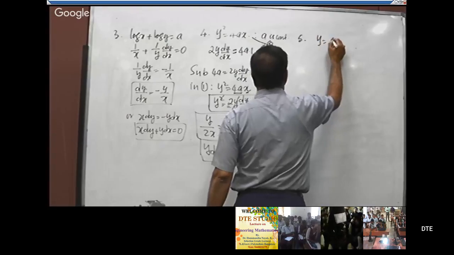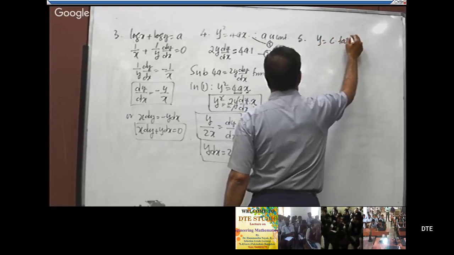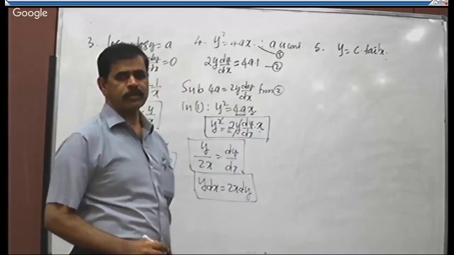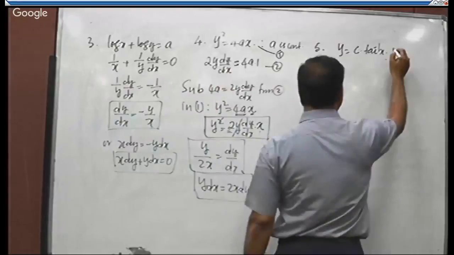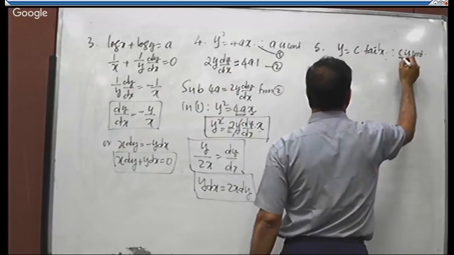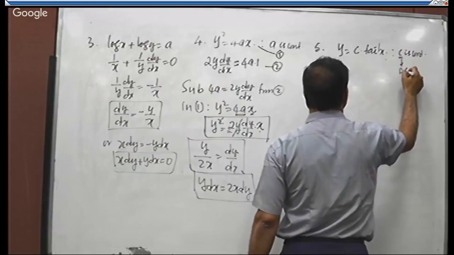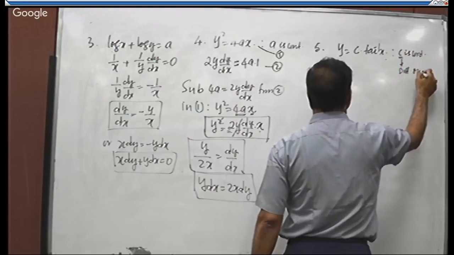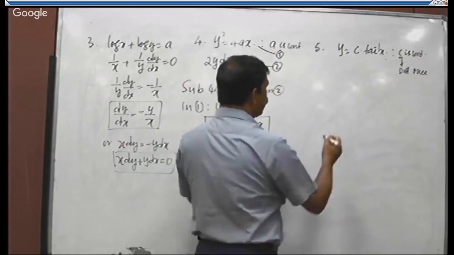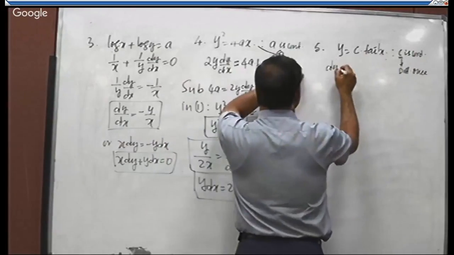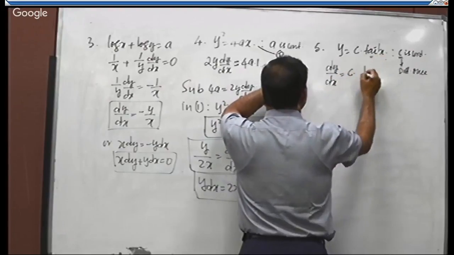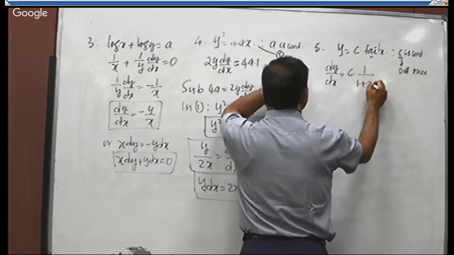Next question. Y is equal to C into tan inverse x. What is constant? C is constant. How many constants are there? Only one. Then we have to differentiate. How many times? Differentiation is carried out only one time. Differentiation of y is dy by dx, which is C into the differentiation of tan inverse x, that is 1 by 1 plus x square.